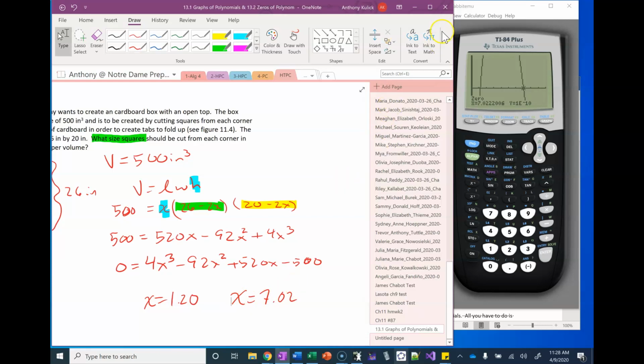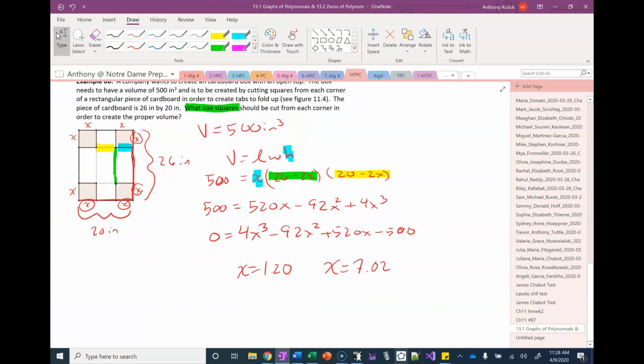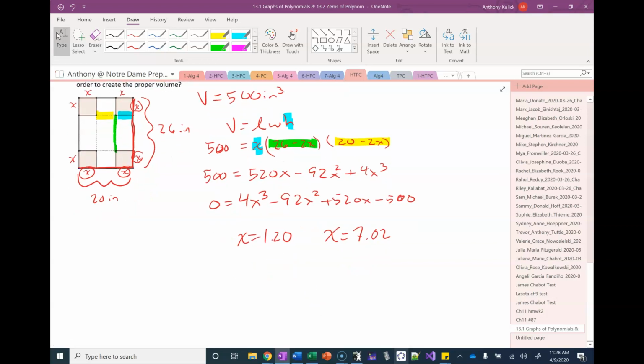Now, you might be asking yourself, how do I know which one I should use? Well, it doesn't matter, in fact. You can pick either one. They're all going to be okay.